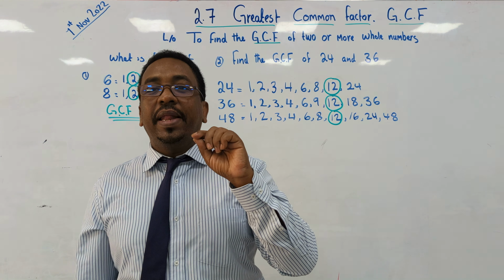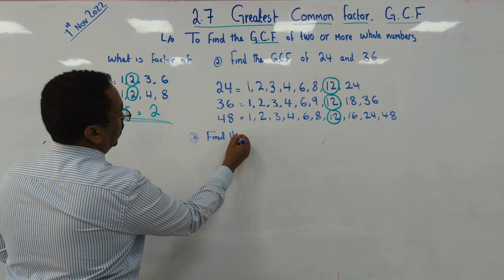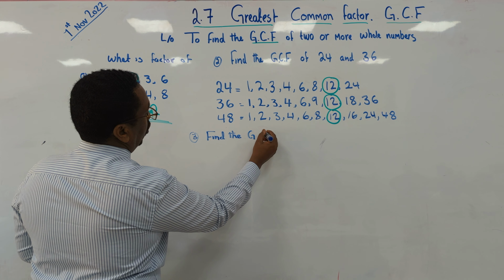So write down this example. This is going to be one example that you can use. Example 3: find the greatest common factor of 50 and 30 using prime factorization.